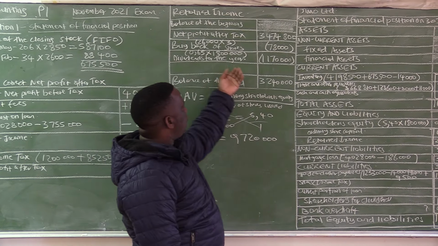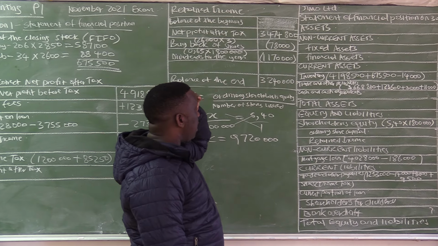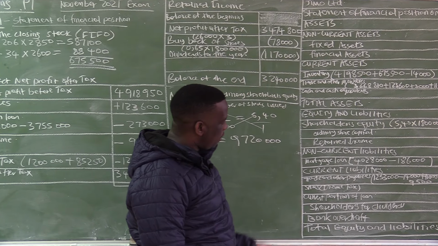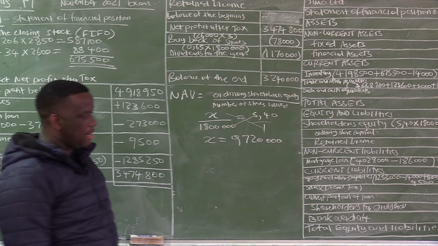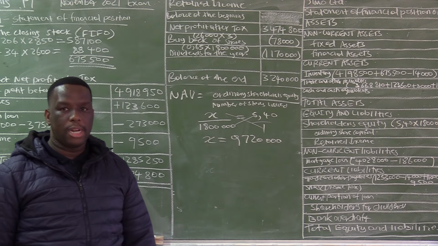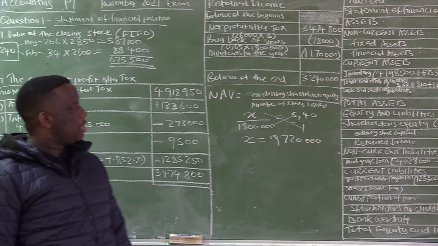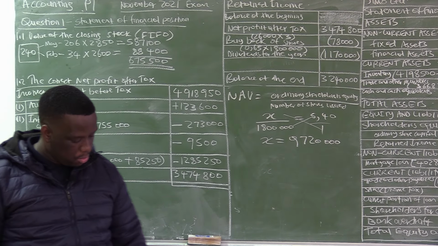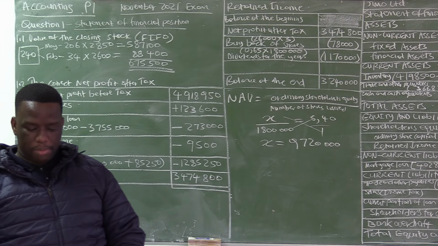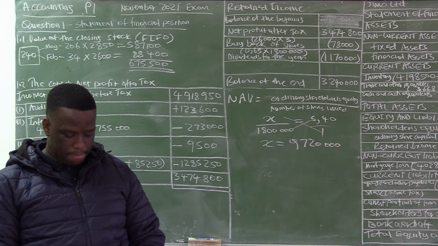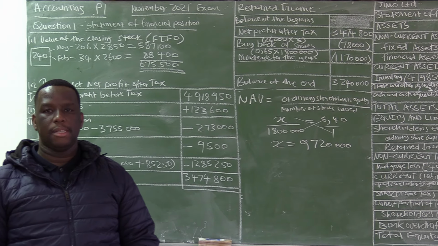Your dividends for the year, which was the final dividend of 1,170,000, is also part of the balance sheet, which is shareholders for dividends under current liabilities, 1,170,000. So this brings us to the end of our question 1, which is taken from the November 2021 exam, accounting paper 1. Thank you.